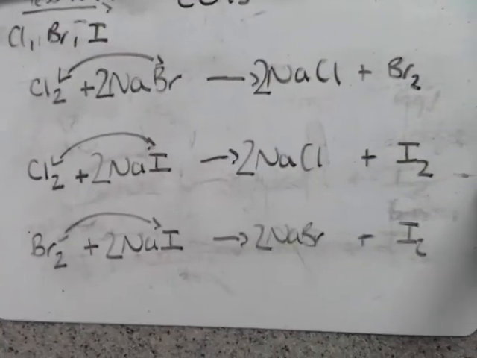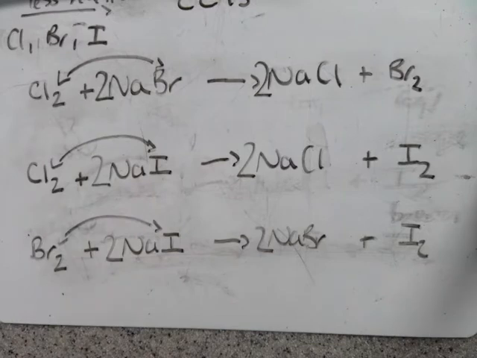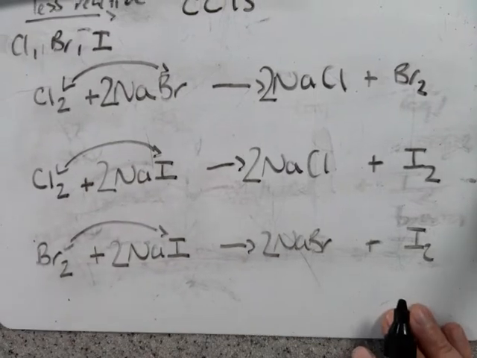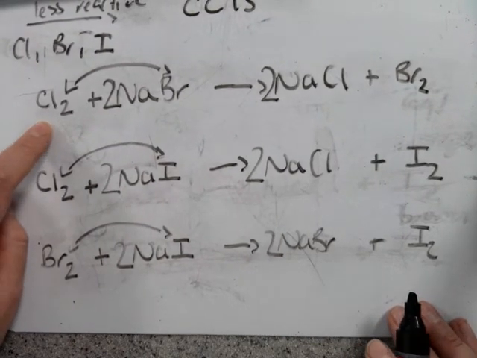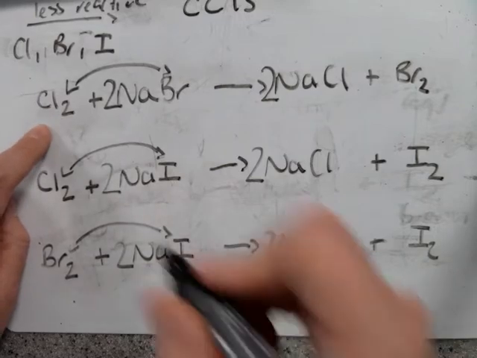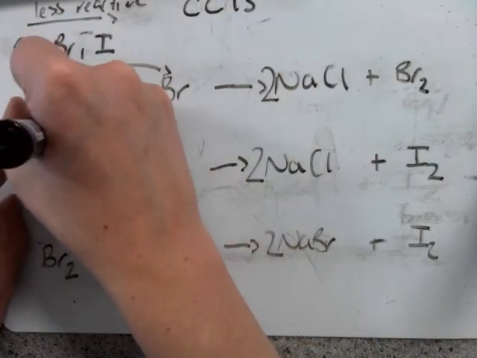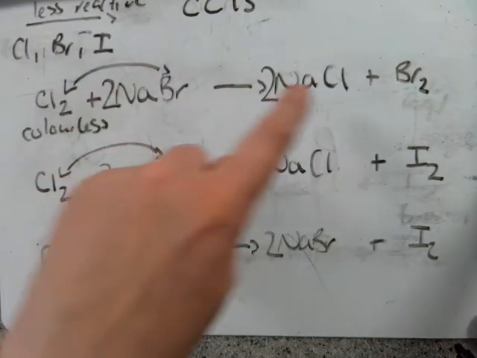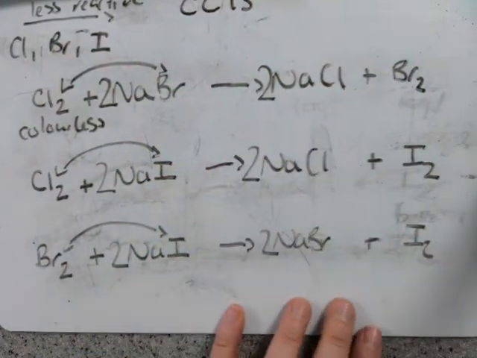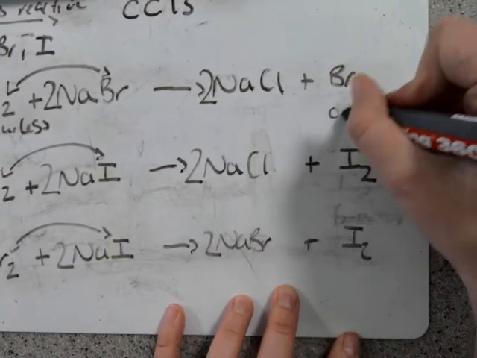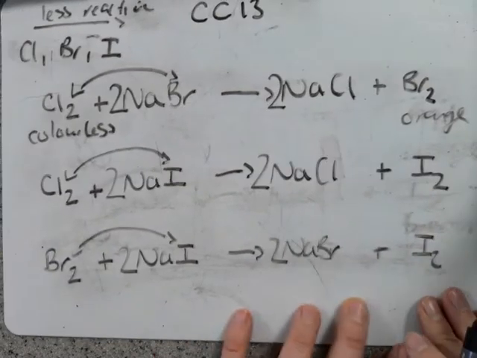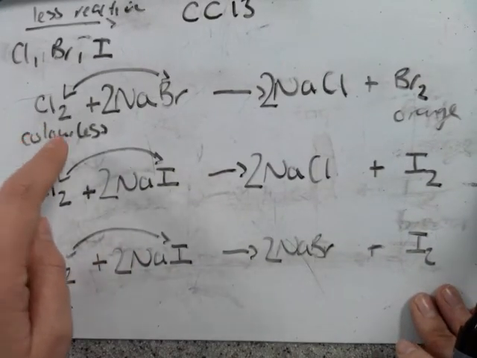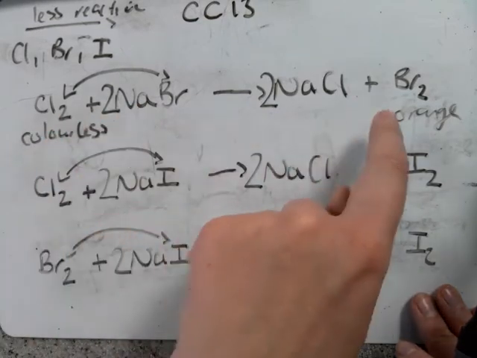And all of these reactions take place in solution. And the rule is that the halogen by itself determines the color. So when I've got chlorine by itself on the left-hand side, that dictates the color, and chlorine in solution is colorless. On the other side of the equation, I've got bromine by itself, and bromine in solution is orange. So the reason I know this reaction takes place is because I see a color change from colorless to orange.